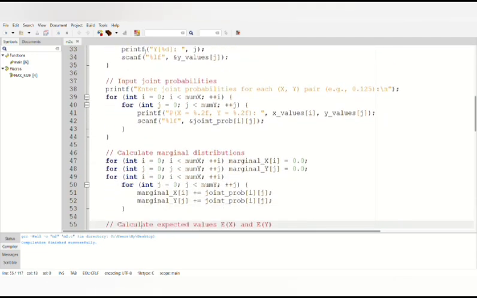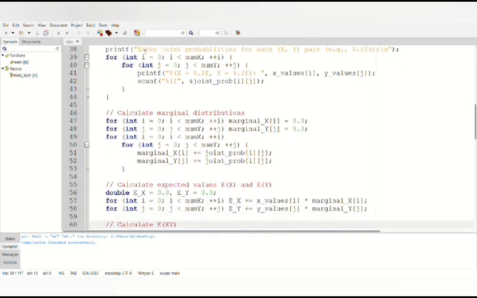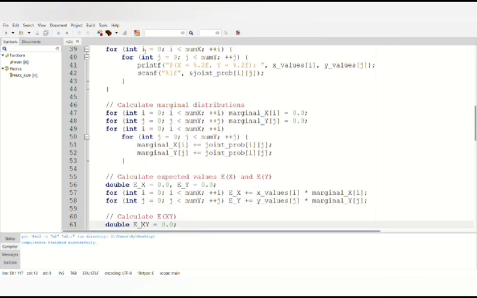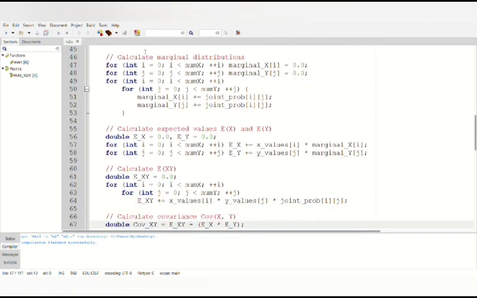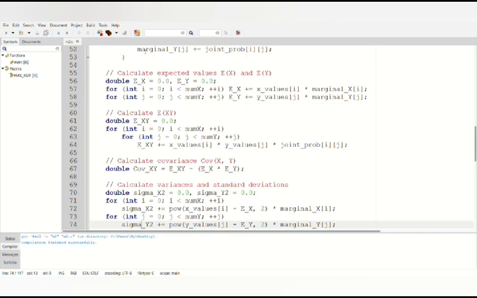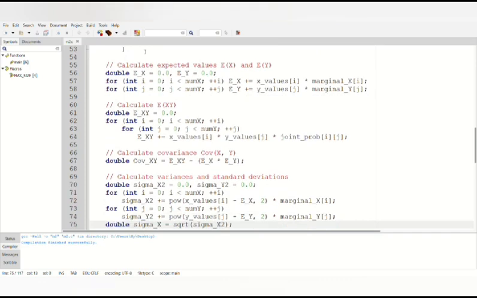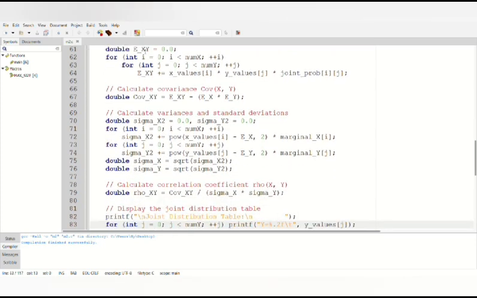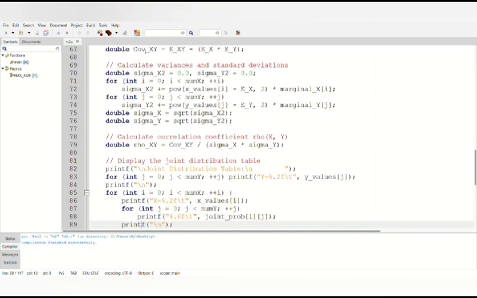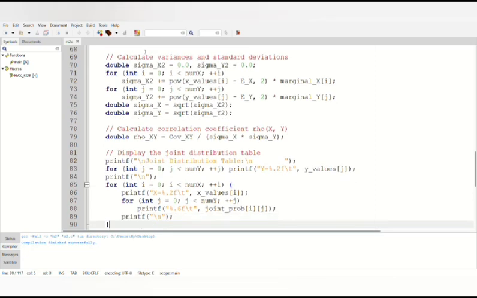joint probabilities, and here we calculate the marginal distribution, and here we calculate the E of x and E of y, and next calculate the E of xy, and calculate the covariance of x comma y, and here we calculate the variance and standard deviation for the joint probability, and here we calculate the correlation coefficient rho for the joint probability distribution.